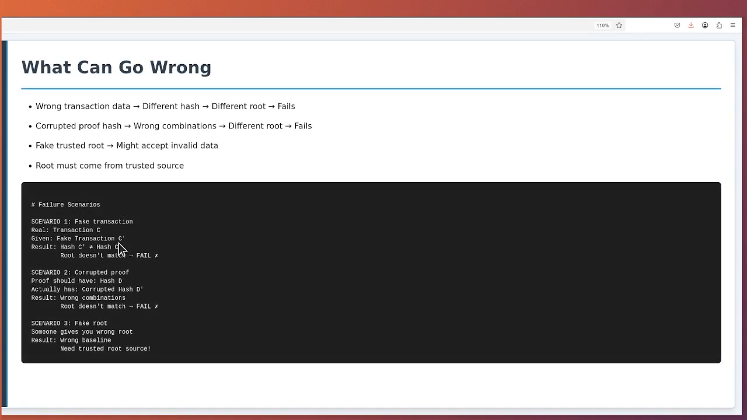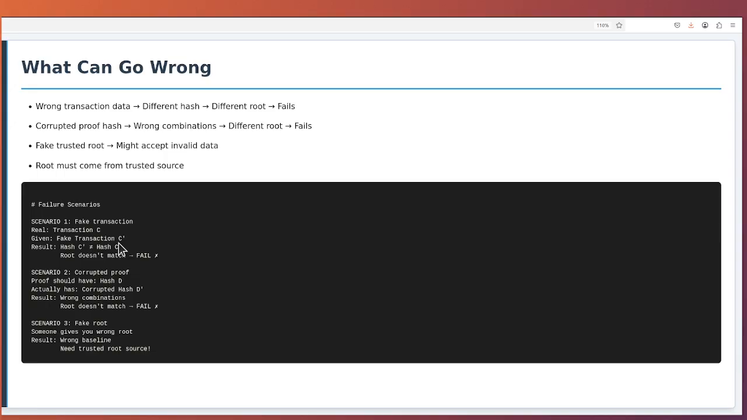What can go wrong? Let's understand what happens when verification fails and what that tells us. If someone gives you wrong transaction data, the hash you compute won't match the expected hash. Your computed root won't match the trusted root, and verification fails. If someone corrupts one of the helper hashes in the proof, the combinations will be wrong. Again, your computed root won't match, and verification fails.